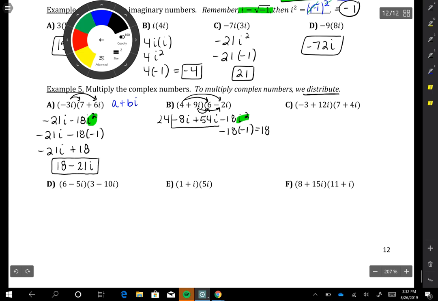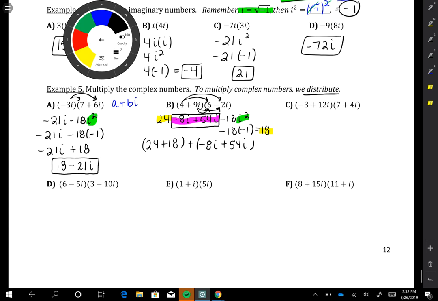Then I have these like terms in the middle, and I also have a real number out here. So I'm just highlighting my like terms. My -18i squared turned into a +18, and I have the real number 24 out front. So I'm going to take 24 plus 18, and then my imaginary parts, -8i plus 54i. 24 plus 18 is 42, and -8i plus 54i is a positive 46i. And that is your answer for B.